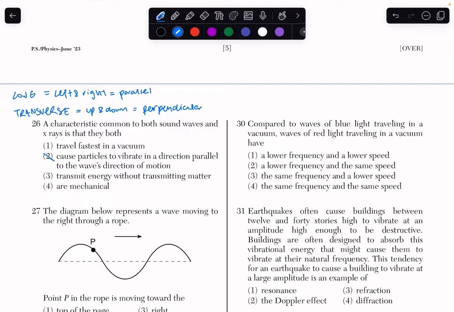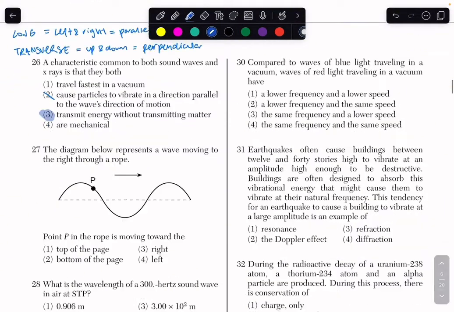3, they transmit energy without transmitting matter. So number 3 is correct because they transmit energy without transmitting matter. For example, a sound wave, does that have any type of matter? Does it have any type of mass? No. It's just a wave. It has no type of matter to transfer anyways.